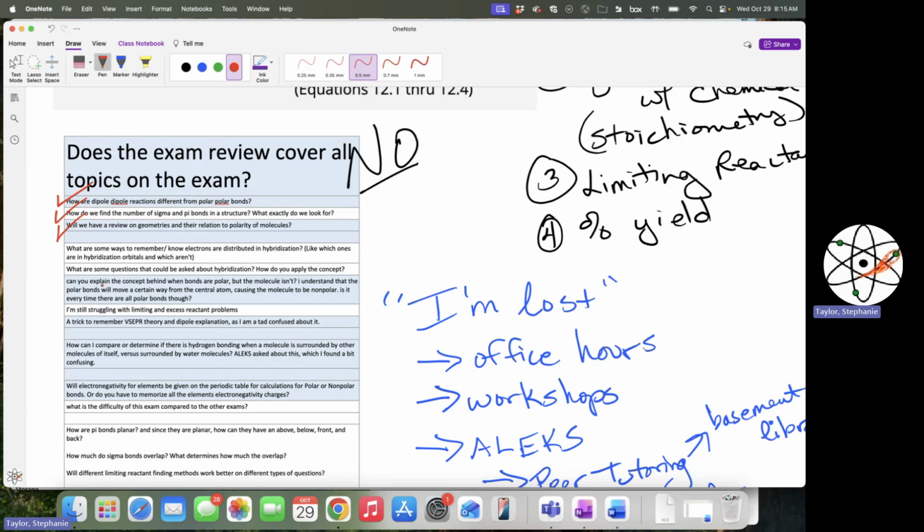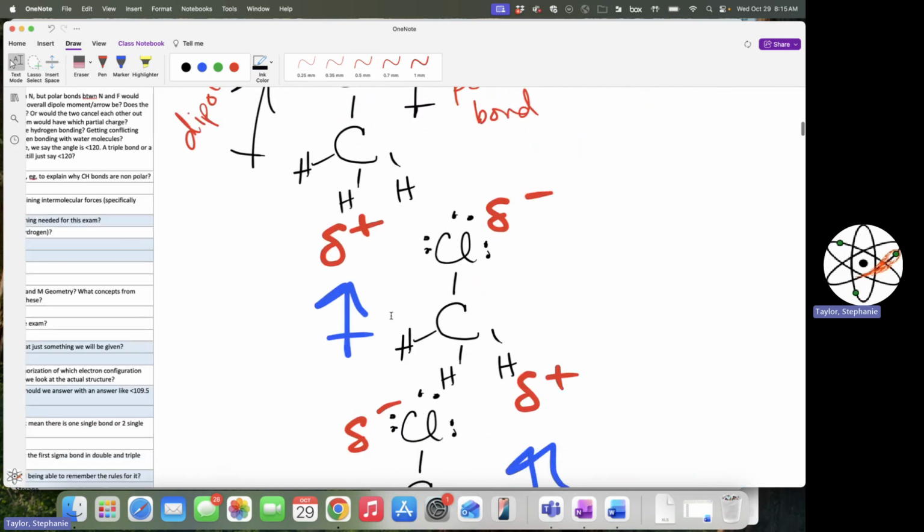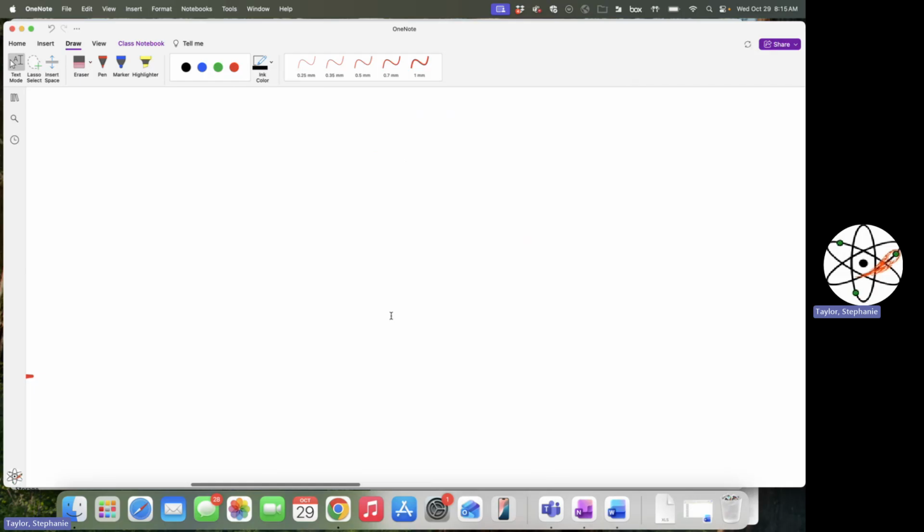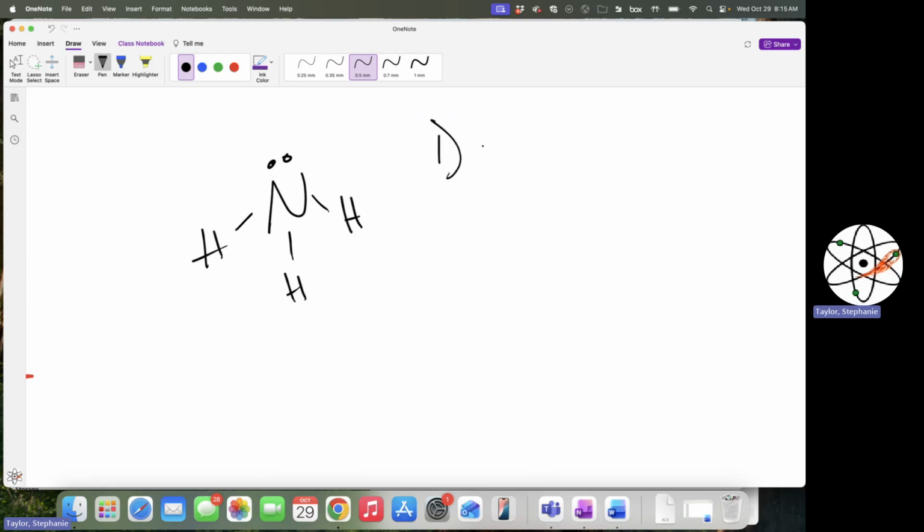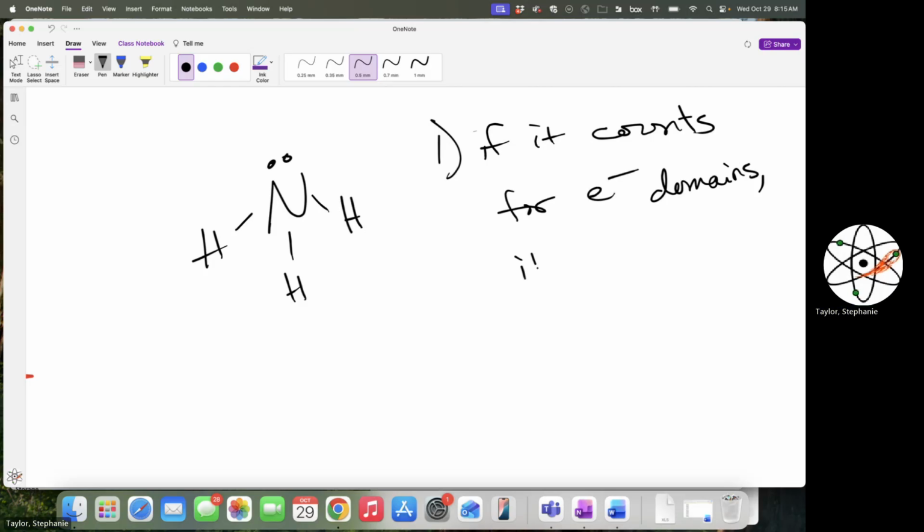What are some ways to remember and know how electrons are distributed in hybridization? Like which ones are in hybrid orbitals and which ones are not? So in general, for knowing when something is in a hybrid orbital, let's look at something like ammonia. So first of all, if it counts for electron domains, it is in a hybrid orbital.